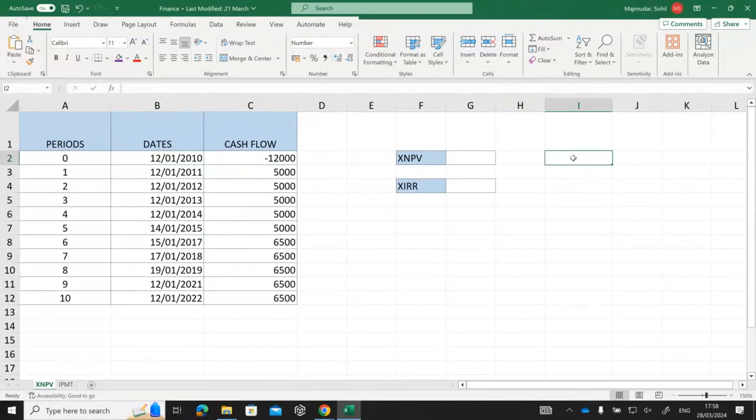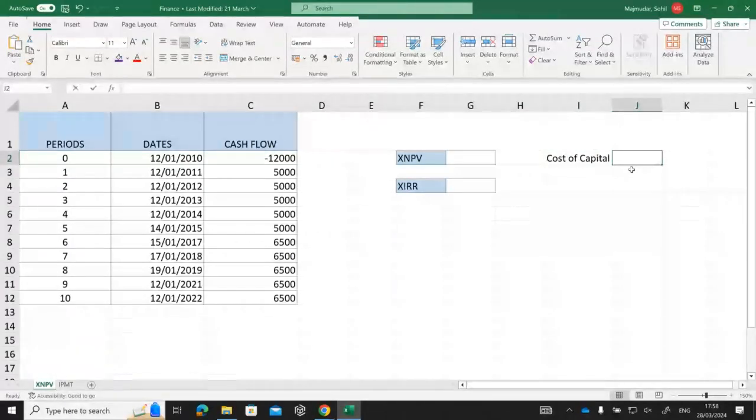You need one more thing to do these problems, which is called the cost of capital. This is a percentage, so let's say 8%. This is given in the problem. So the cost of capital is given in the problem. You can make a note.